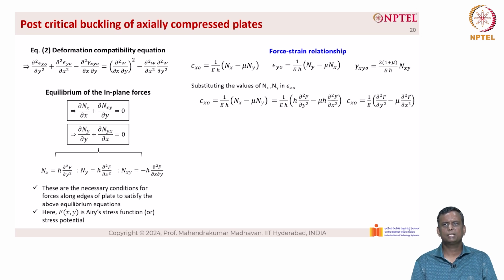We have epsilon x naught equal to 1 by E into ∂²F/∂y² minus mu into ∂²F/∂x². Similarly, substituting the values of Nx and Ny in epsilon y naught, we have epsilon y naught equal to 1 by EH into Ny minus mu into Nx.